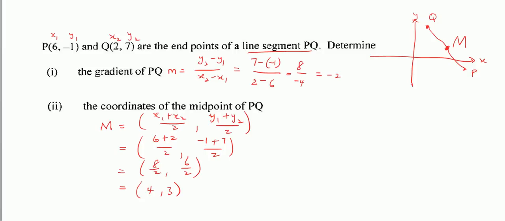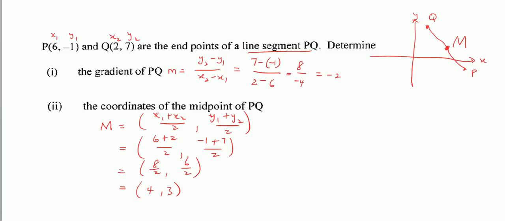Now the last part of the question wants us to find the equation of the perpendicular bisector of PQ. Now, what is a perpendicular bisector? We have the line segment PQ. The perpendicular bisector is a line that passes through the midpoint of PQ and is perpendicular to PQ. So this angle here is 90 degrees, right? Now in order to find the equation of a line, we need a point through which the line passes, and we need to know the gradient.